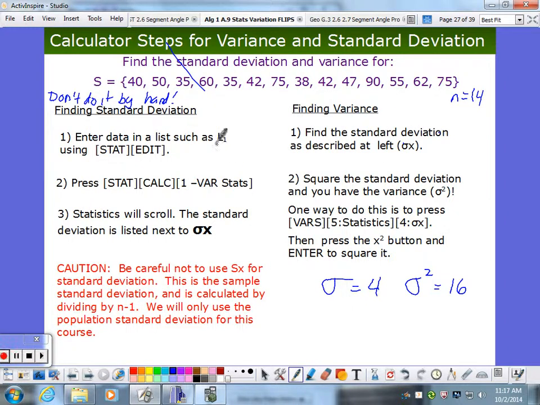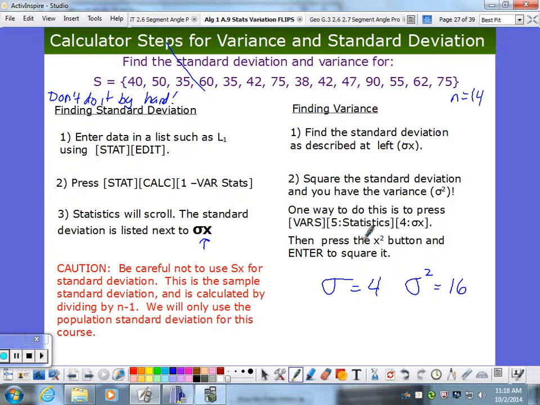Okay, so that's what this is trying to tell us. It says to find standard deviation, you just put it in the list, do your stat, calc, 1-Var Stats, look for the sigma x. You found it. If you want to find variance, do this first, square that number, or press vars, number 5, number 4, and square it. If this is too many words, you can always put this in your own words. Find variance: do the standard deviation on the calculator and then square it.